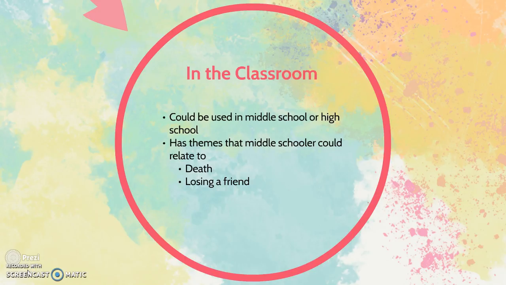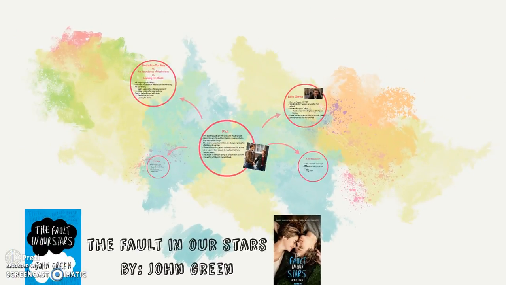One thing that happens in the book is death and losing a friend, and I think a lot of students can relate to somebody passing away. I know a lot of students have dealt with a grandparent passing away, or an aunt or uncle. Even some students have dealt with parents passing away. And then also losing a friend. This doesn't necessarily have to be that the friend passes away, but it could be that you and your friend have a falling out and you lose a friend, and you have to deal with that. But I definitely think that all 3 of the books could be used in the classroom. And that is the end of the presentation for The Fault in Our Stars.